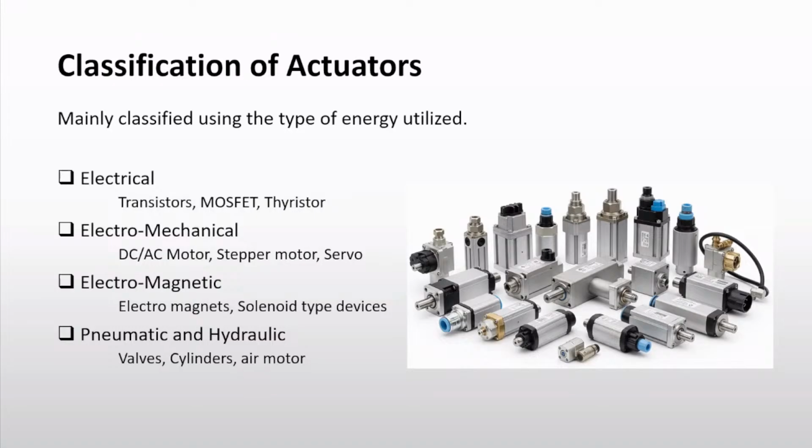And which actuators do not use an electric signal? That means the control signal is transmitted using hydraulic or pneumatic means. Those types of actuators are called pneumatic and hydraulic actuators. There are pneumatic valves, hydraulic valves, pneumatic cylinders, hydraulic cylinders, and air motors. Those are examples of actuators under pneumatic and hydraulic actuators.